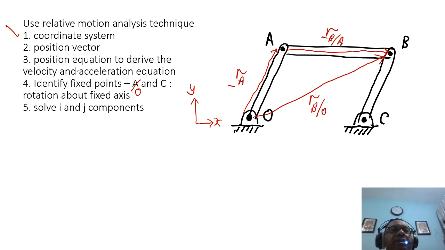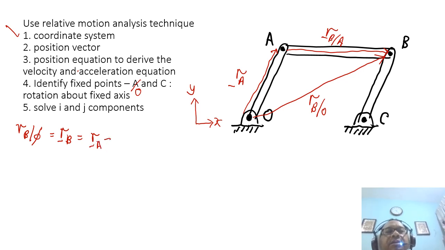So I can now write the equation of position vector B relative to O, and I know that O is not moving, so I can remove O. I can just write position vector B equals to position vector A relative to O. I know O is not moving, so I can write position vector A only, so I can remove O altogether. So I can write position vector B equals to position vector A plus position vector B relative to A. So from there, I am done with my position vector.